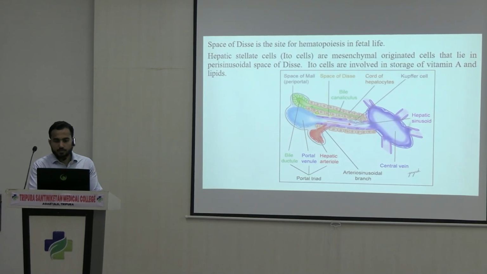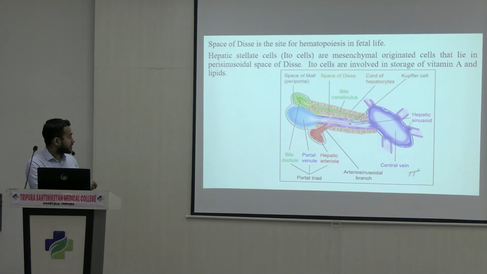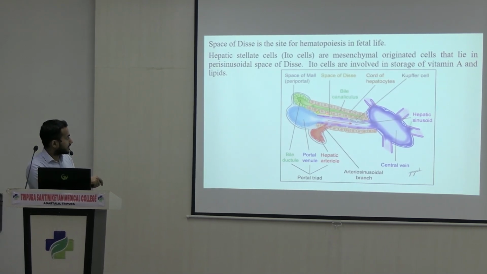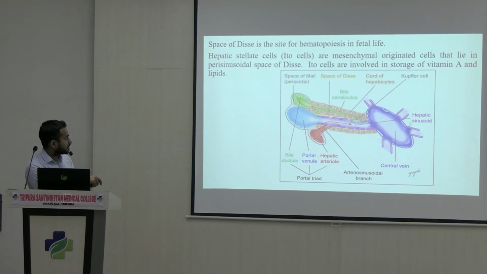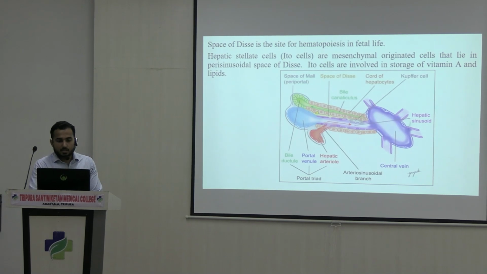Now, in this image, I hope you can see the space of Disse, also called the perisinusoidal space. This is the perisinusoidal space. From here, the microvilli of the hepatocytes will be projecting into the space of Disse. Next, another important type of cell is the hepatic stellate cells, or Ito cells.